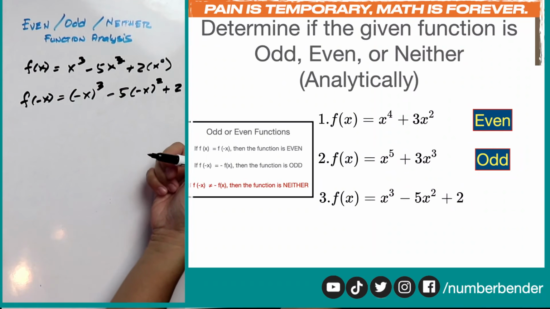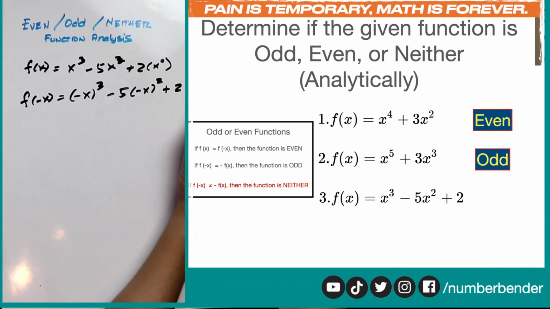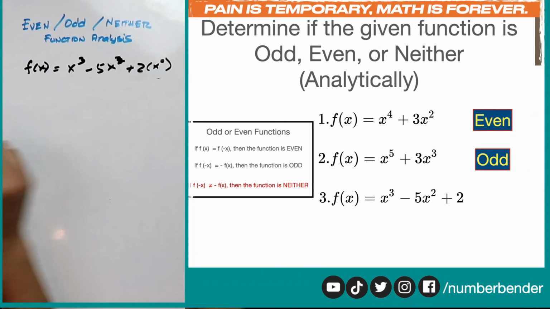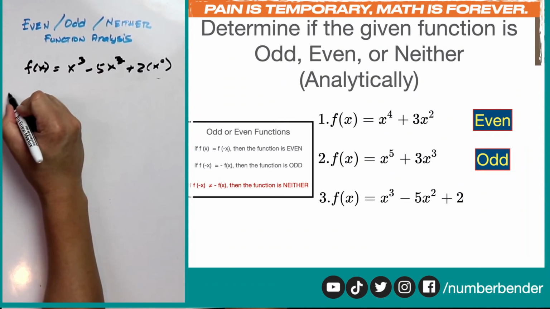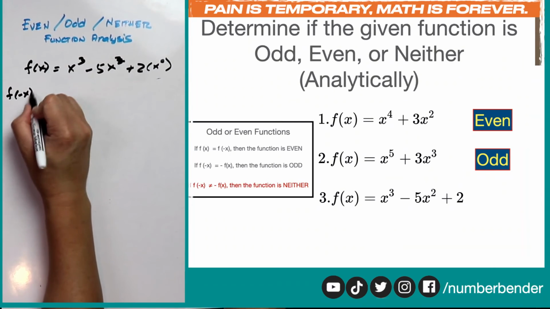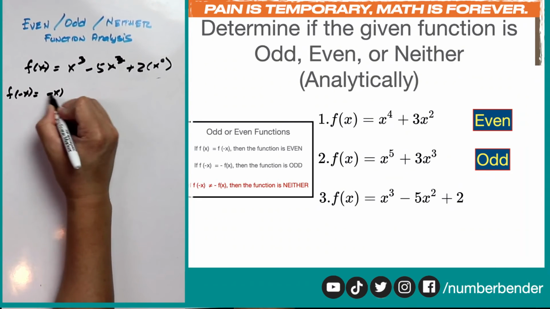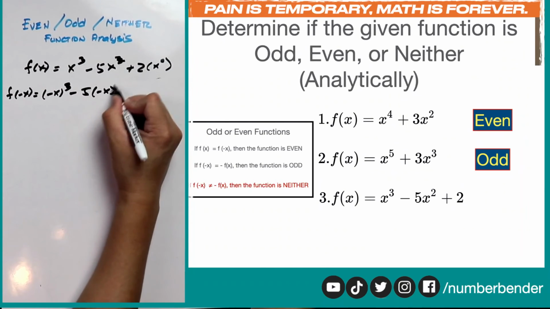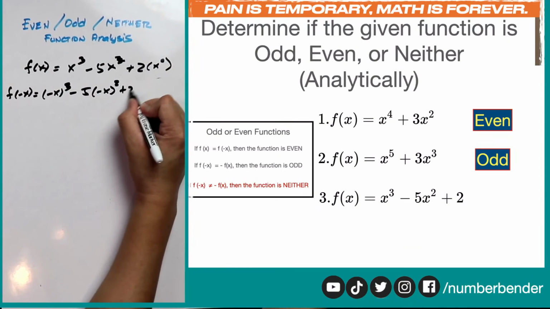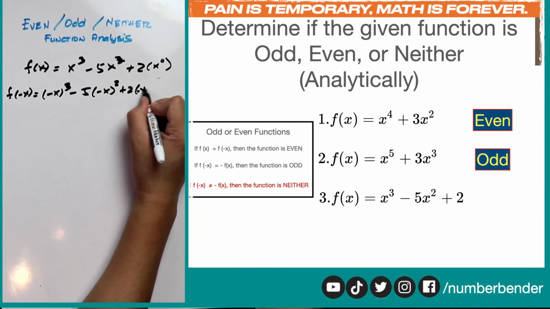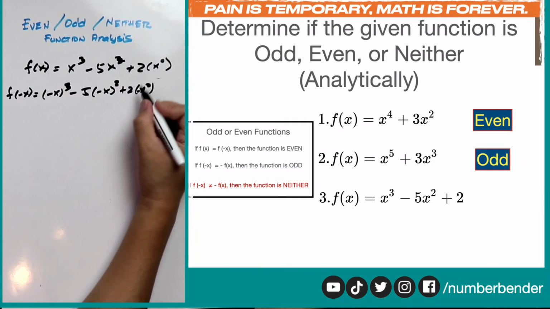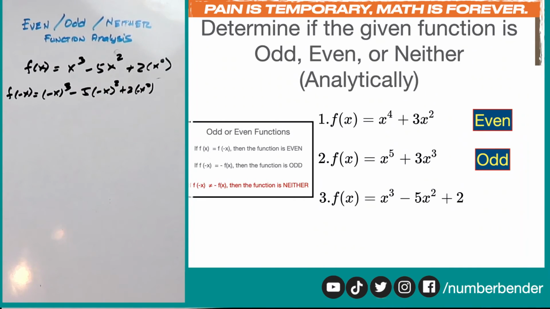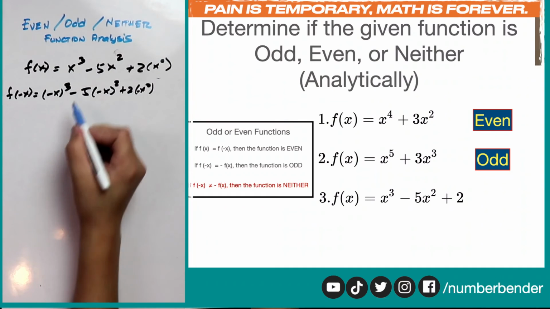So with that in mind, you're not seeing the negative x equal to 0, so let me rewrite this so that you can see it better. So f of negative x is going to be negative x cubed minus 5 negative x squared plus 2 negative x raised to 0. There. So this is 2 to avoid confusion. And now let's simplify this function.